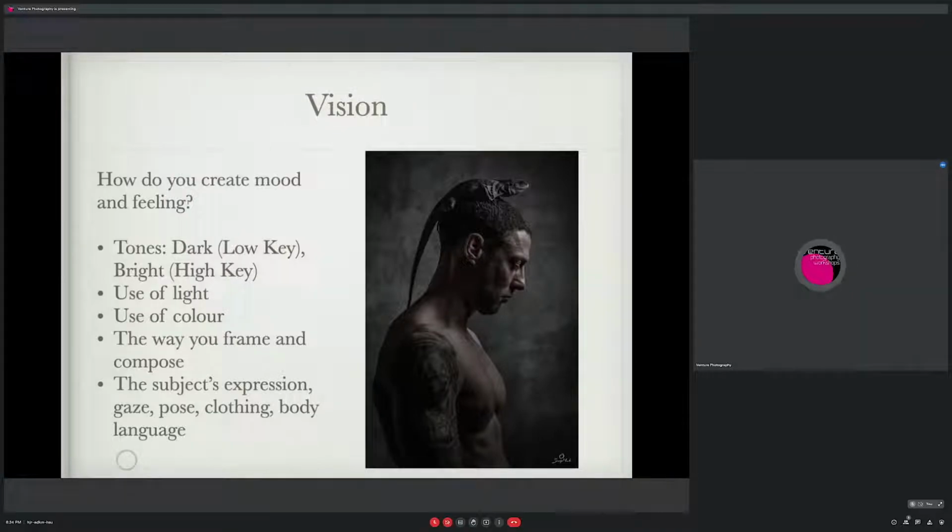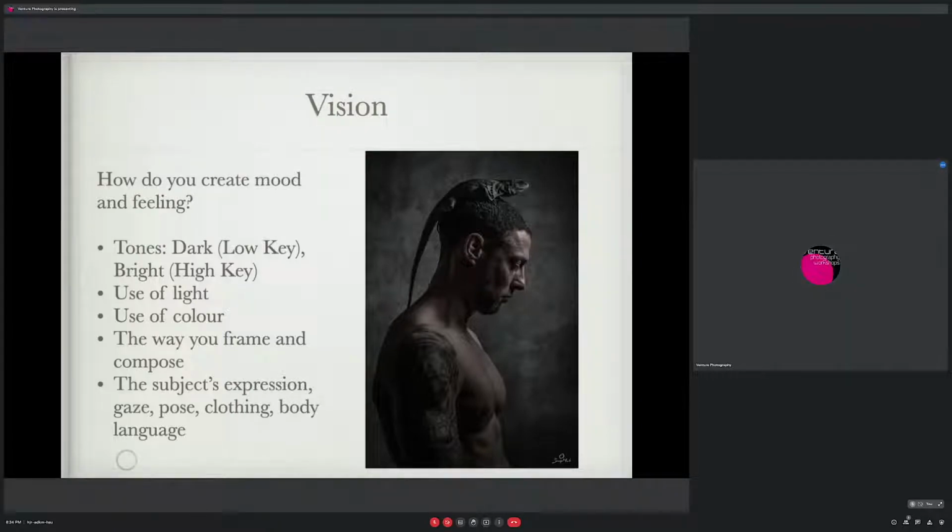How are they posed? What's their body language communicating? What kind of clothing are they going to wear, or are they not going to wear clothing? And why is that significant to the vision that you've got for that particular portrait? So you need to ask yourself these questions if you're going to shoot and create a portrait with intent.